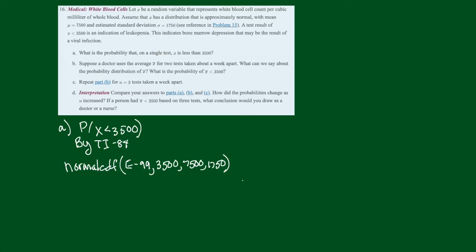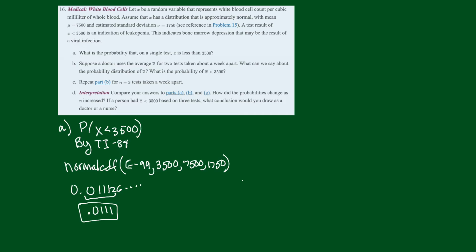Now when I press enter, I'm getting 0.011126. If I go to 4 decimal places, I'm looking at this: 0.0111. Okay, I'm going to claim that that's it.